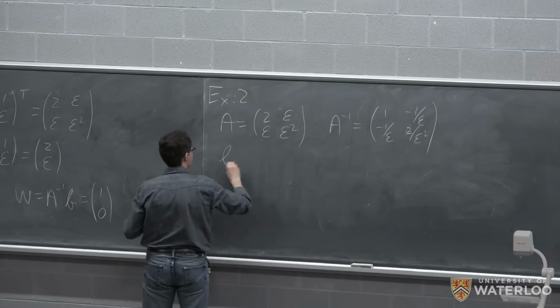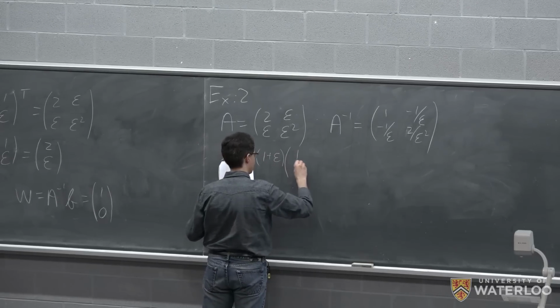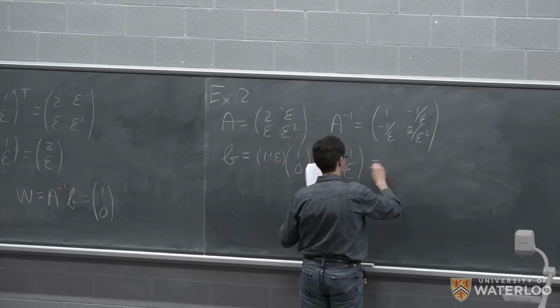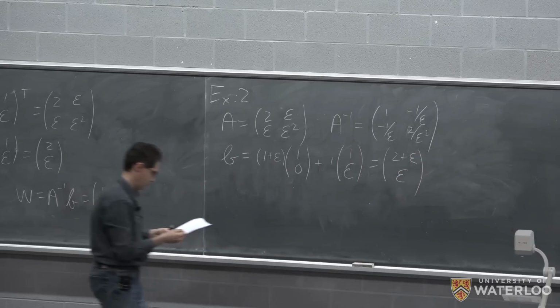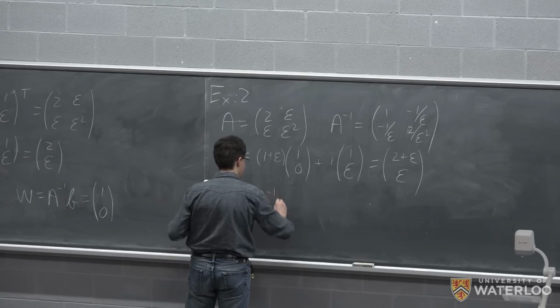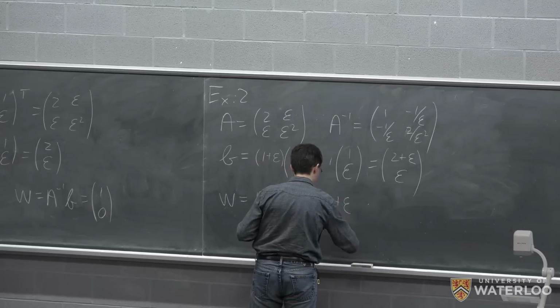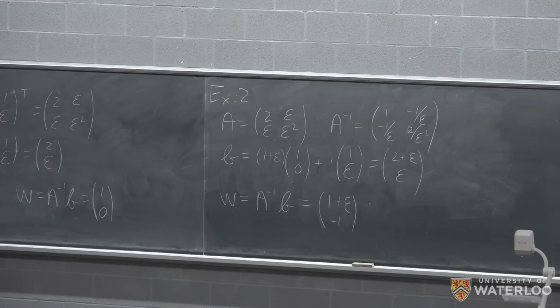And now what changes is B, which is going to become 1 plus epsilon times 1, 0, plus 1 times 1, epsilon, which is equal to 2 plus epsilon, epsilon. And then W, which is equal to A inverse B, will be equal in this case to 1 plus epsilon, minus 1.